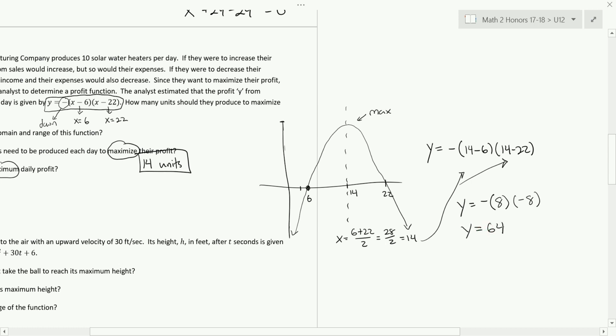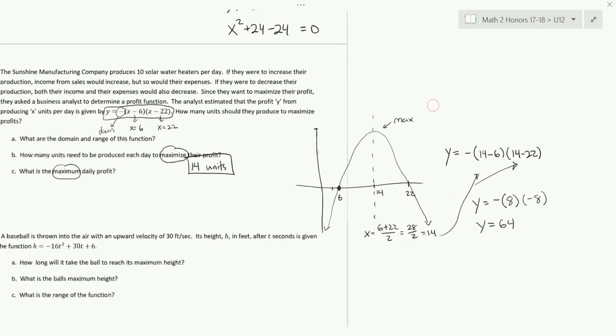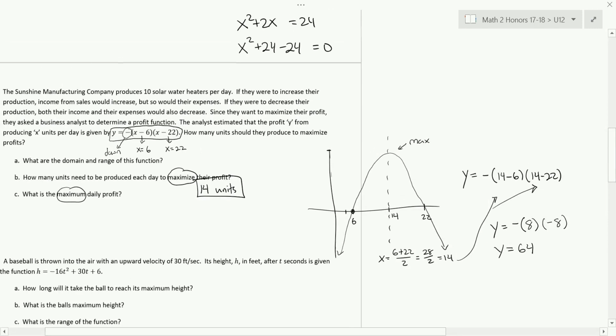Okay. So 64 represents some kind of profit, and it may mean $64,000. It may be $64 million. I don't know what the units are because the problem didn't state what the units of y were. It just says it's profit. So all we can really do for C is say y equals 64 units. I can't say dollars or thousands of dollars because the problem doesn't tell me.